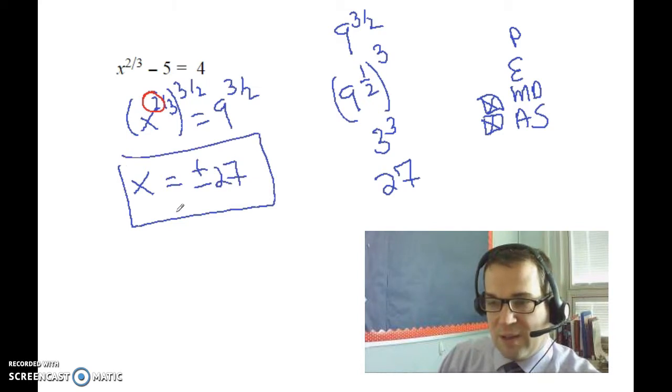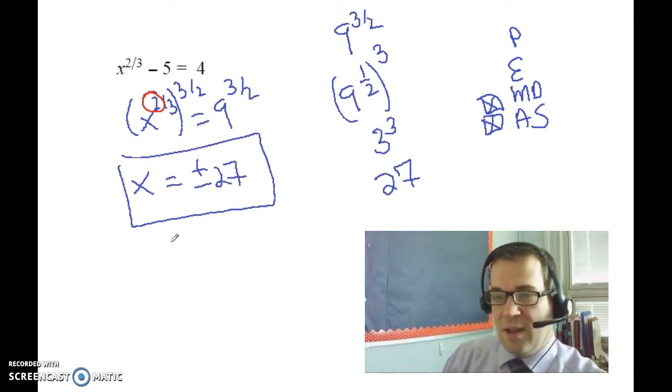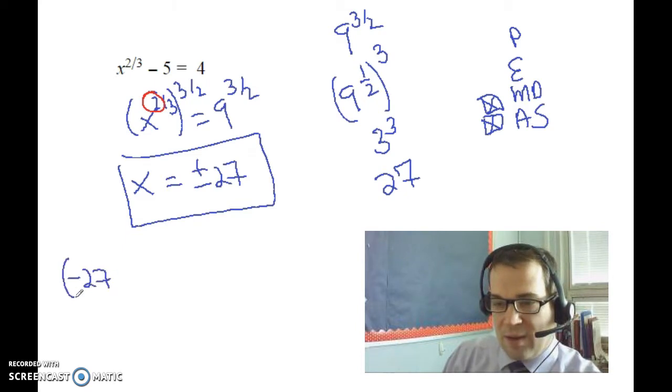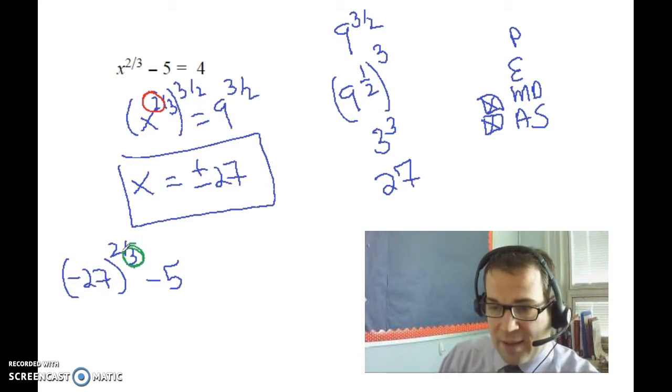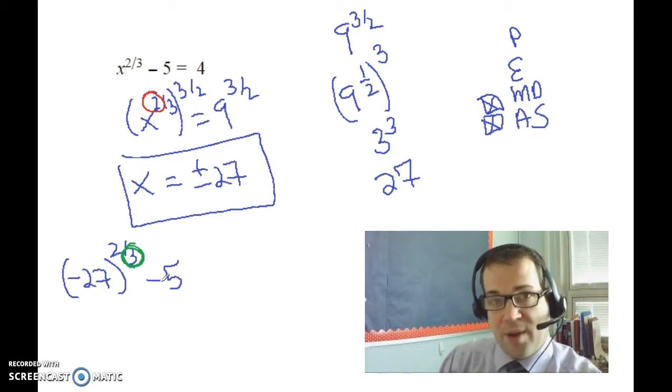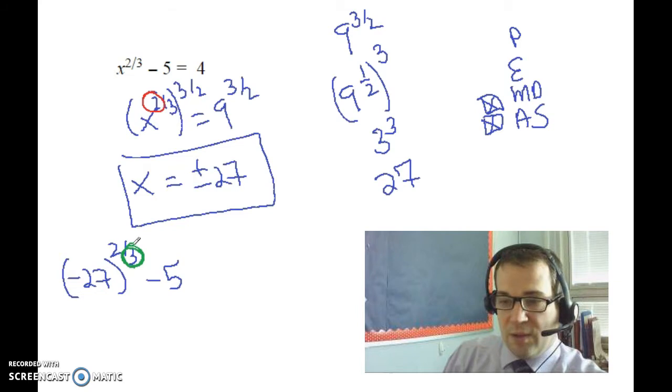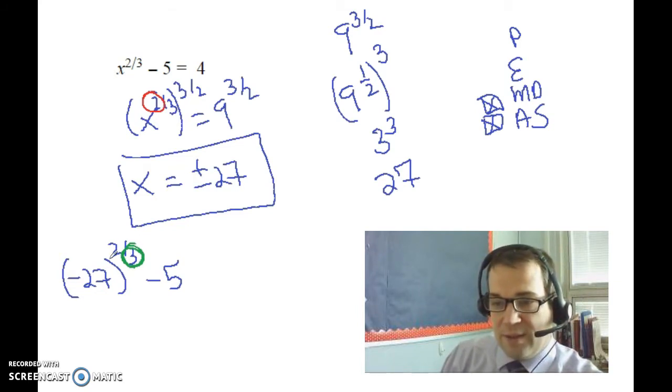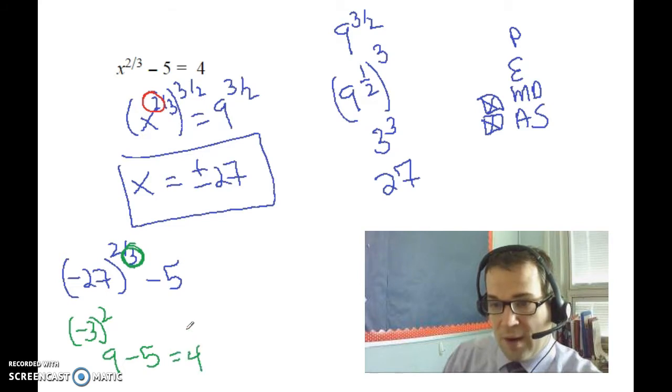And the reason for that is because if I were to do all this stuff in reverse, if I were to take negative 27 to the 2/3 power and subtract 5, the first thing I would do is figure out what multiplies by itself 3 times to give me negative 27. And that would be negative 3. Negative 3 times negative 3 is 9. Positive 9 times another negative 3 is negative 27. So the third root of negative 27 is negative 3. But then if I were to square negative 3, I'd get a positive 9 minus 5, of course, which equals 4. So negative 27 works.